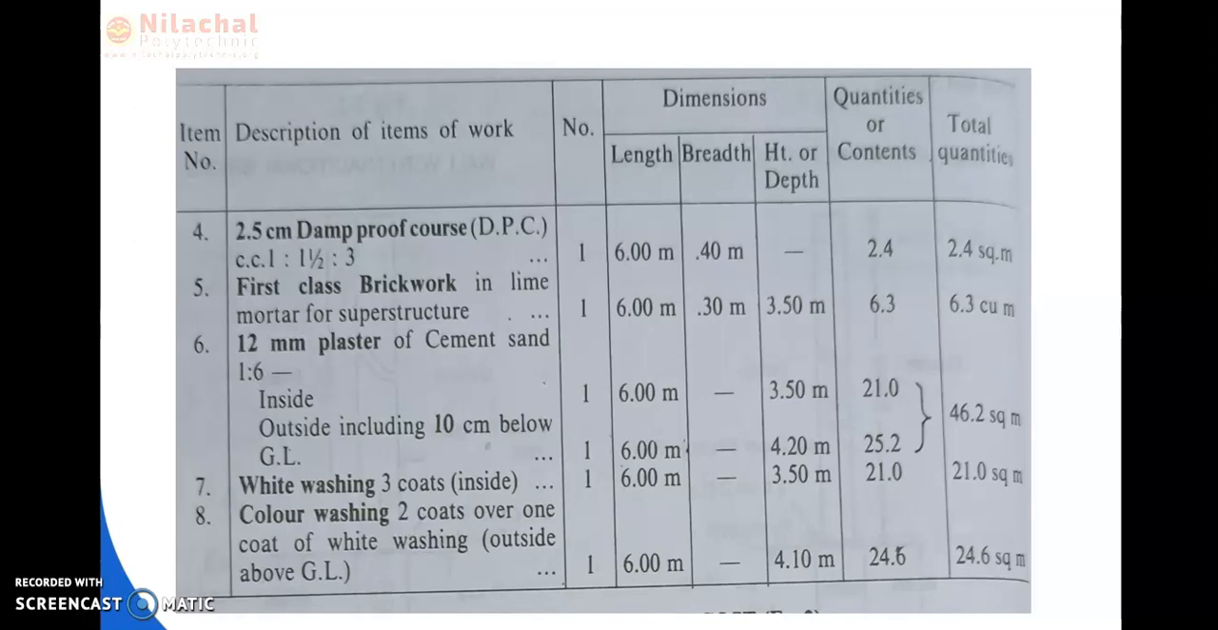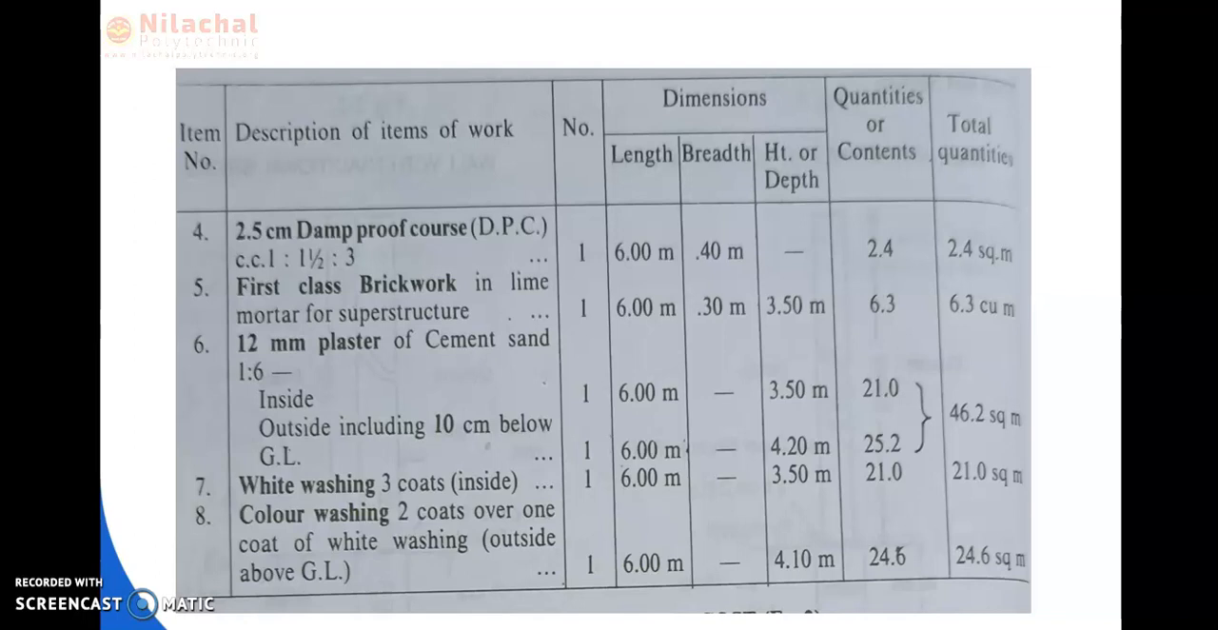Then the color washing, 2 coats over 1 coat of whitewashing, is provided for the outside above ground level. The color washing is provided for the outside wall. So for the outside wall, what number do we consider? Outside is 1. So the length is how much? 6 meter, and breadth is not required because it is a vertical structure, right? Then height is how much?